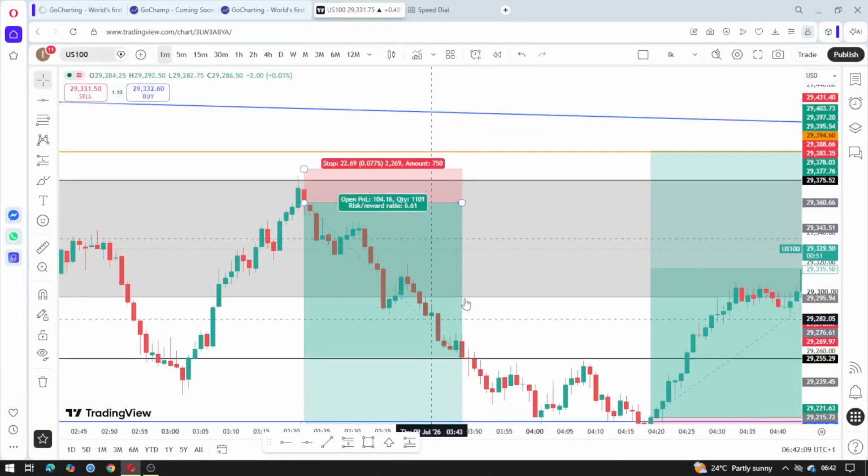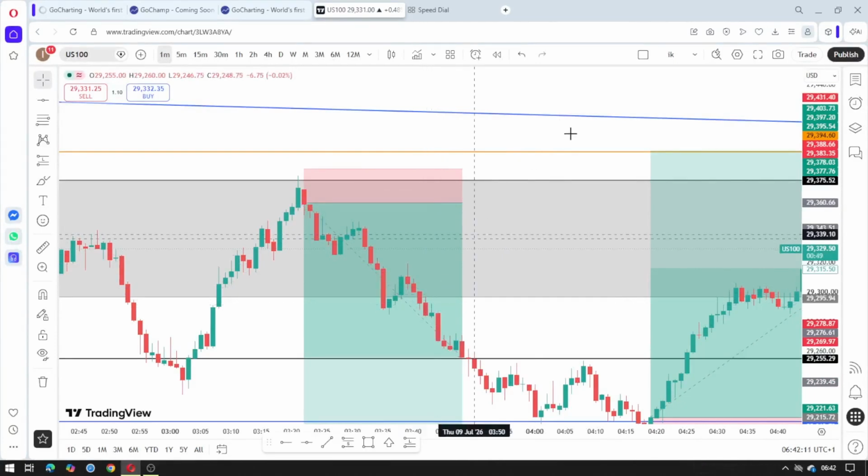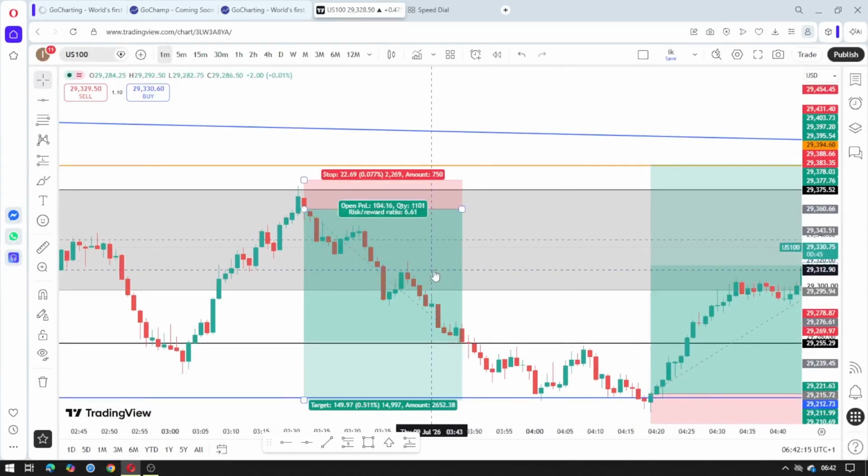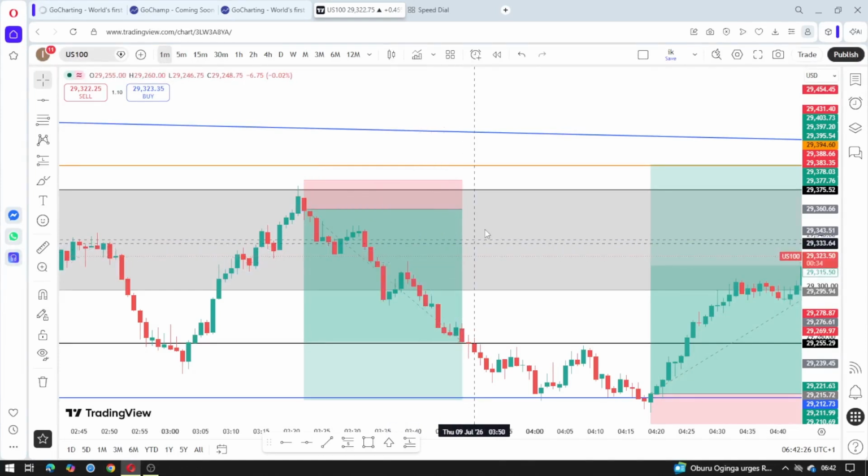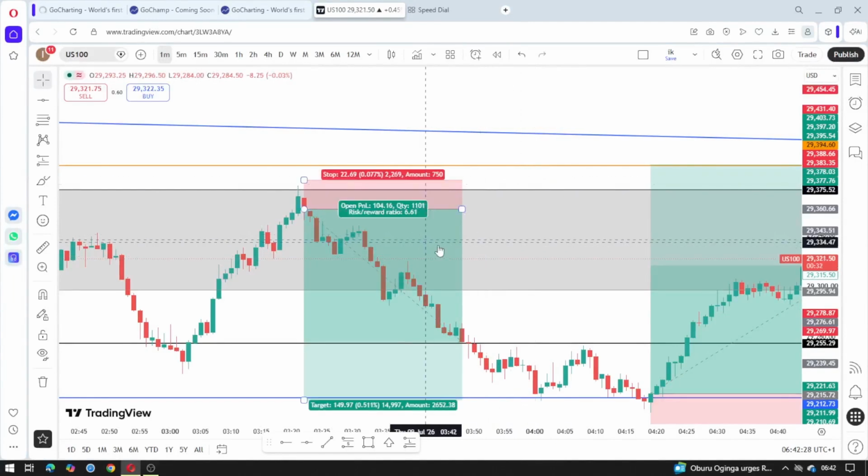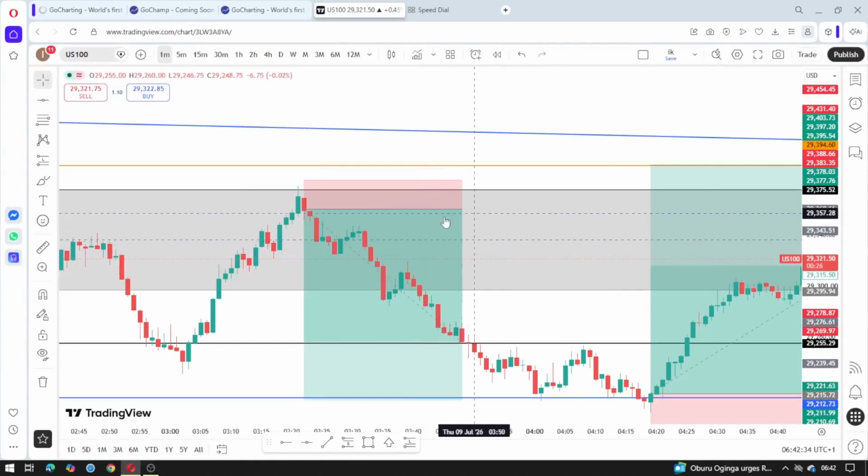Another trade was taken, and this trade is about 149 pips. The other one was 131 pips, and this is a risk to reward ratio of 1:6. So this is 1,490 pips, which is $149. All right, that's what it produced.